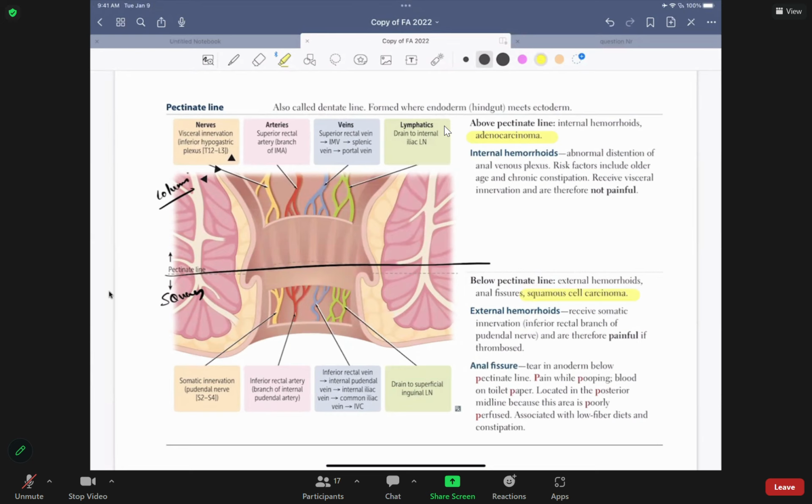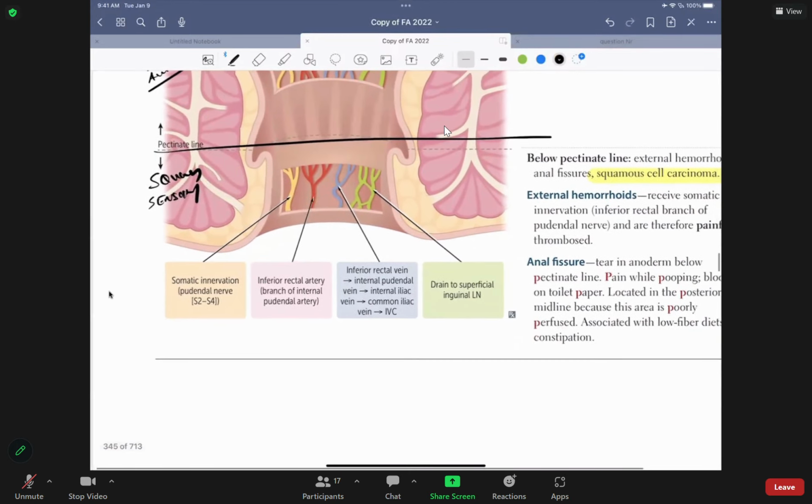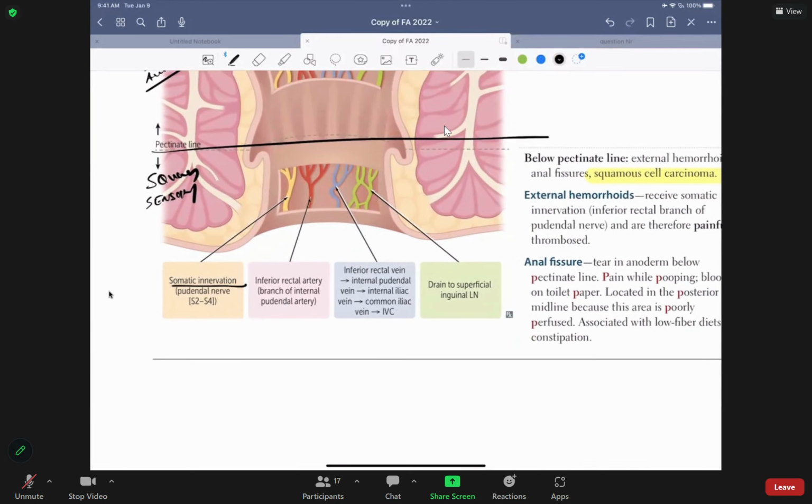So that's the first one. Anybody has a question with this tissue part? Now, second, below the pectinate line is sensory nerve, which means you could feel everything. Above the pectinate line is the autonomic nervous system, which means no sensation. Now look at this one, folks. Somatic innervation. Somatic means you could feel it. What nerve gives the sensation? The pudendal nerve. You need to know that.